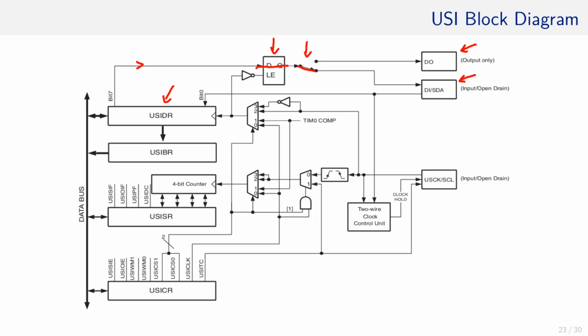The digital in pin is pretty straightforward and connected to the least significant bit of the USI-DR. That means whenever the clock comes from here, the USI DR shifts the most significant bit out from here and the least significant bit in from here.